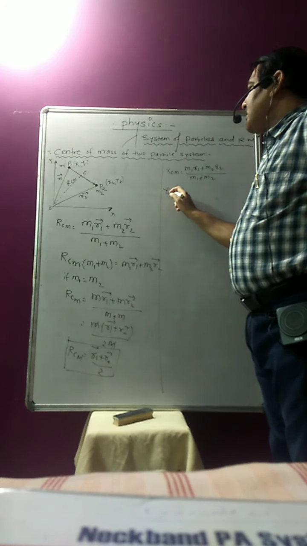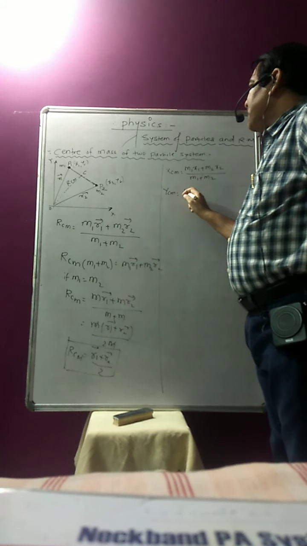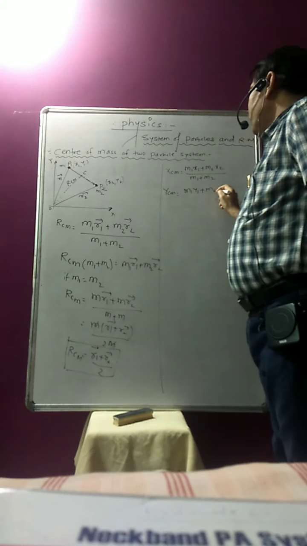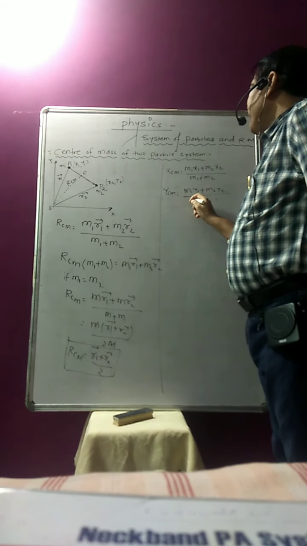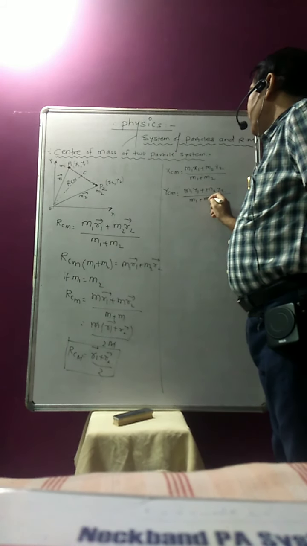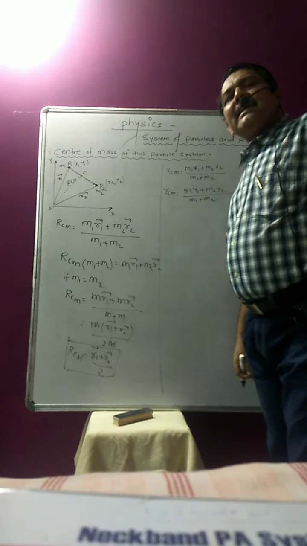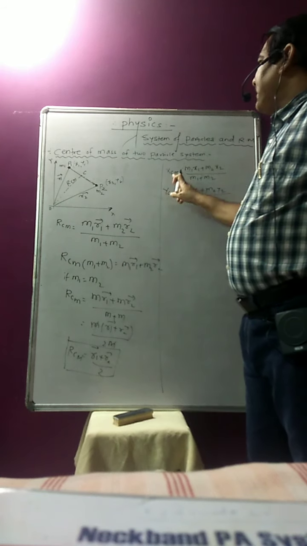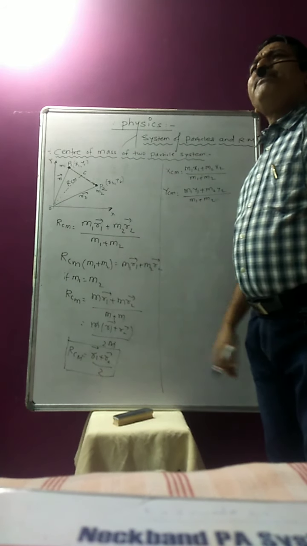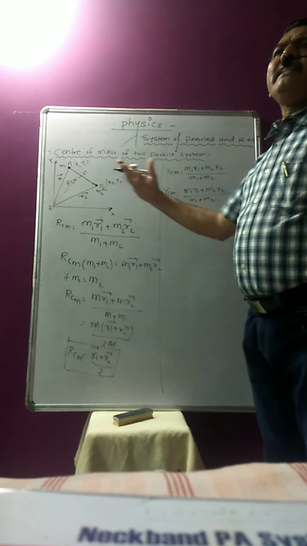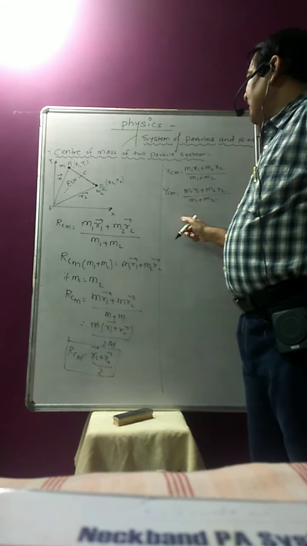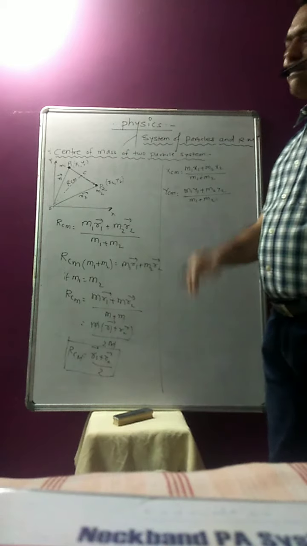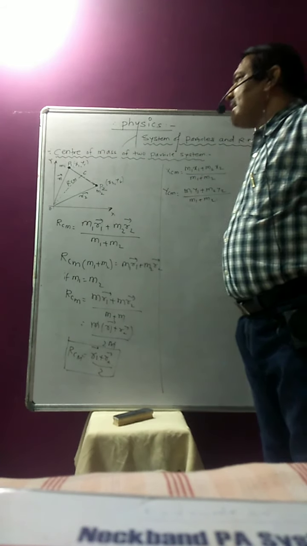If I want to find the y center of mass similarly, then the answer will be m1 y1 plus m2 y2 upon m1 plus m2. As there are two particles, the center of mass can be written like this. If it were in space, then I would have written z center of mass is equal to m1 z1 plus m2 z2 upon m1 plus m2. Okay, so this is for the two particle system.